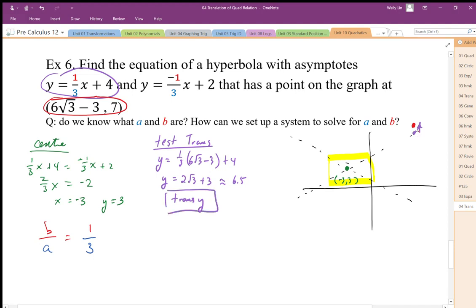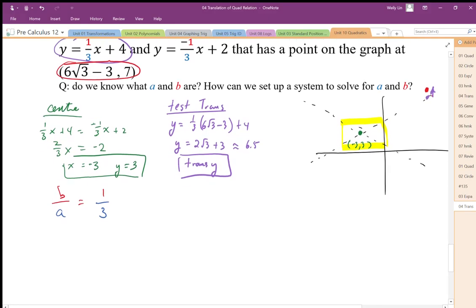So what information do I have so far? I've got my A-B ratio, I've got my center. Let's highlight the center here so that I don't lose track of it. I've got my trans y. I think I have enough information to at least start writing my equation.